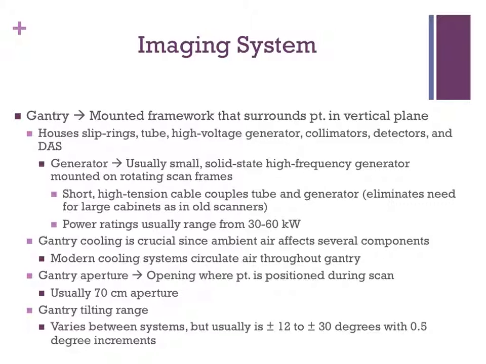Gantry cooling is crucial since ambient air affects several components. Now, the modern cooling systems circulate ambient air through the gantry. Two important features of the gantry aperture are that most scanners have a 70 centimeter aperture. The aperture just refers to the hole in the gantry. And the second feature is that the gantry tilting range usually varies between plus or minus 12 to plus or minus 30 degrees, usually in 0.5 degree increments.